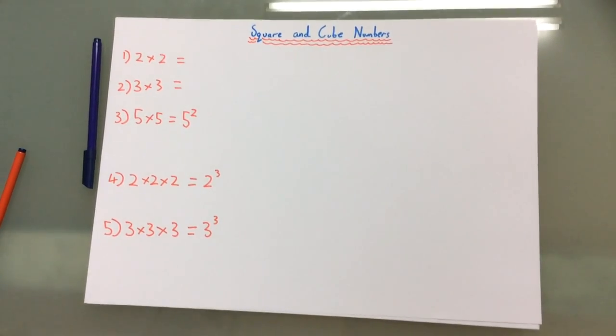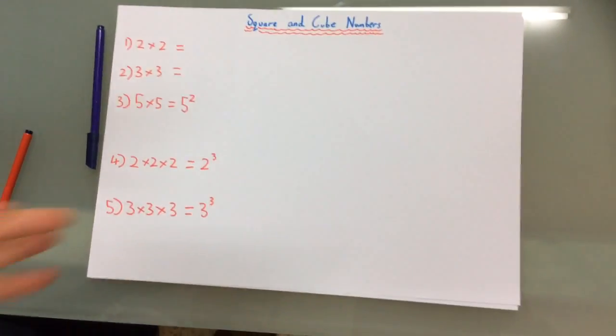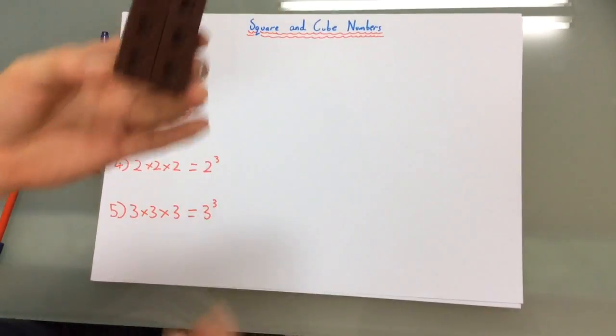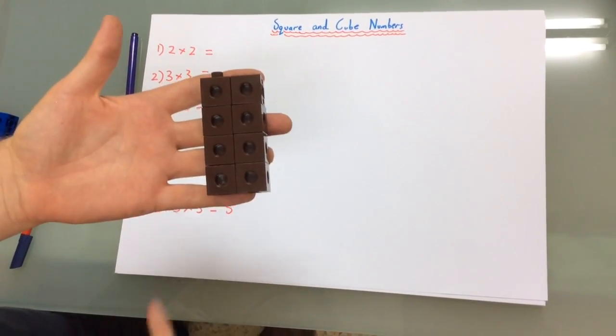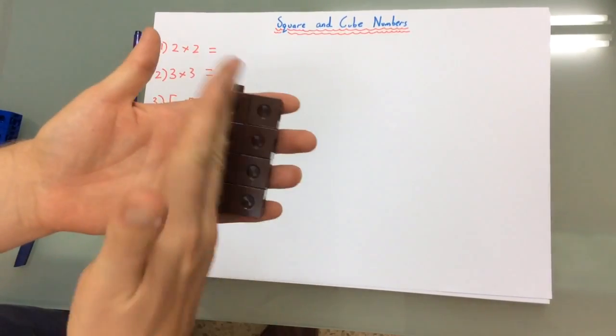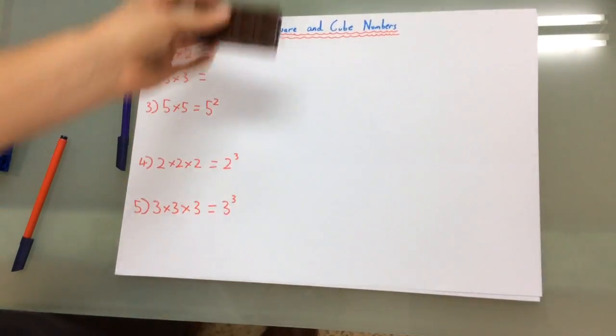In this video we're going to look at square and cube numbers. But let's just look back at what multiplication is. Well, here I've got an array, and this array shows 4 multiplied by 2. So the answer is 8, and the array shows 4 multiplied by 2. So this rectangle is 4 by 2.